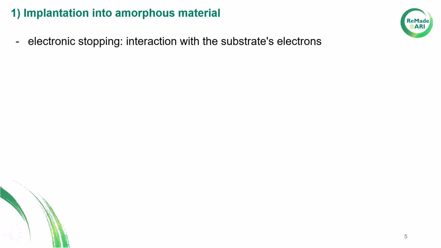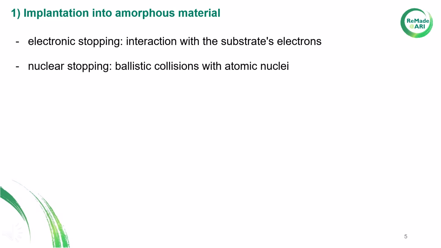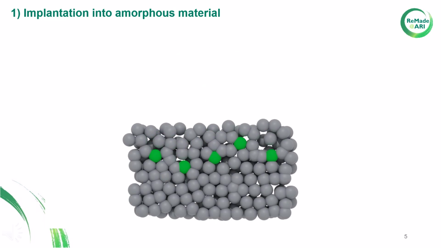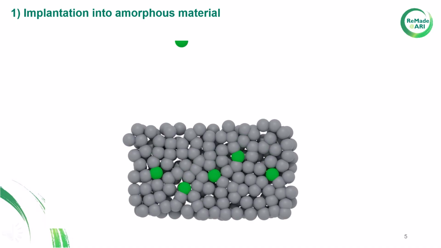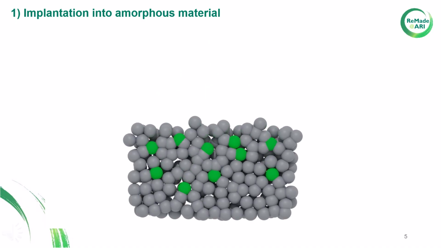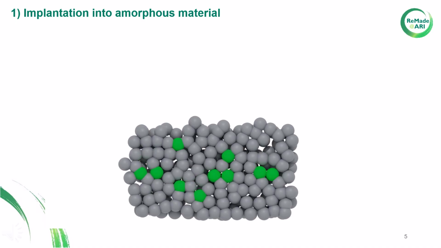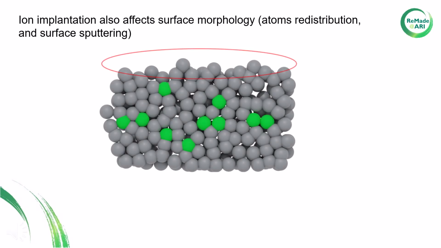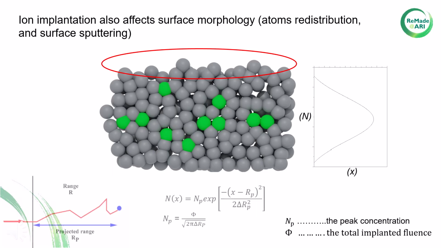Ions penetrate the sample and lose their energy through two primary mechanisms: electronic interaction with the substrate's electrons and ballistic collisions with atomic nuclei. The ions eventually come to rest at a specific depth determined by their initial energy, the ion species, and the properties of the target material. Some ions penetrate deeper, while others stop closer to the surface. As a result, the implanted ions typically exhibit an approximately Gaussian depth distribution.